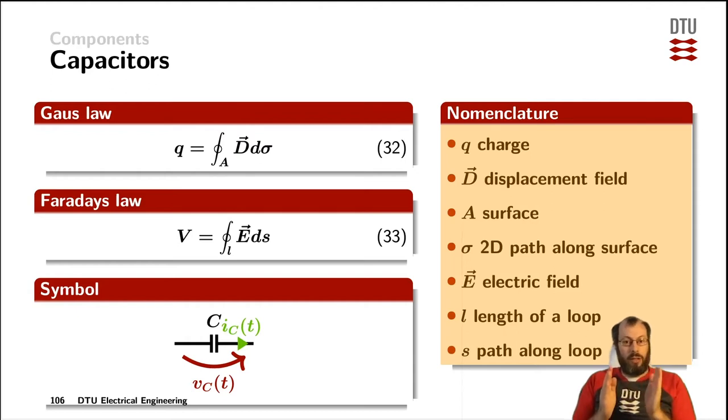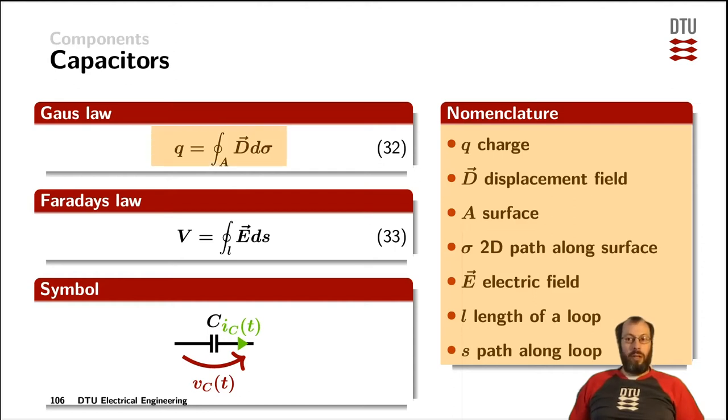You have the electrical field from one plate to the other, which is represented by electrical field vectors from the positive to the negative plate. Those field vectors are penetrating an area, so they go through the area in between. And that is the area sigma along the closed area path A that we are integrating the displacement field along. This is defined by Gauss' law.